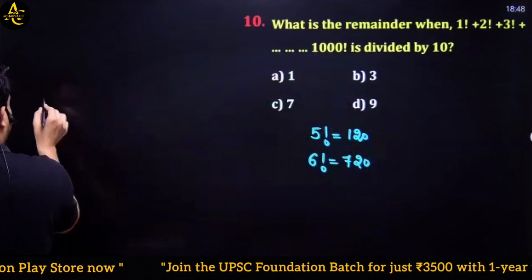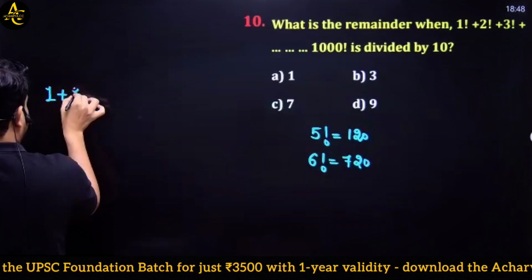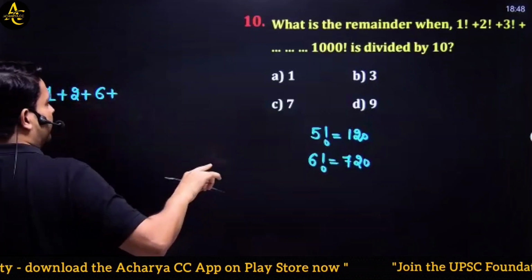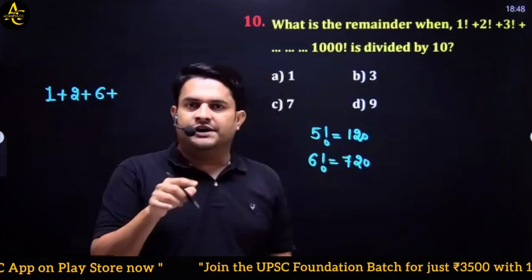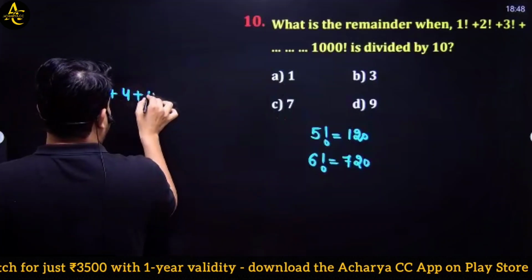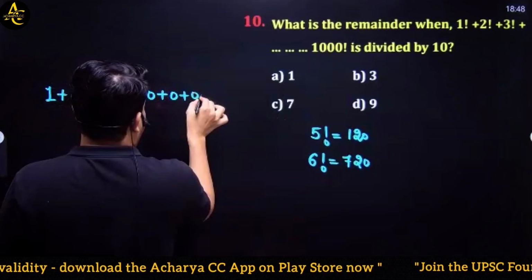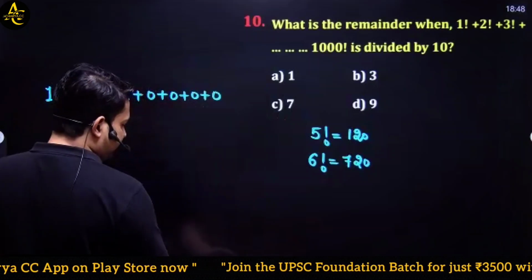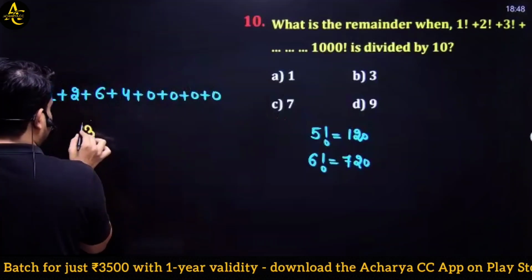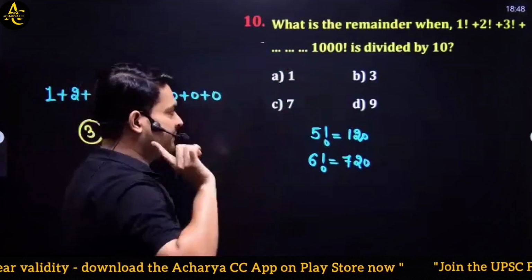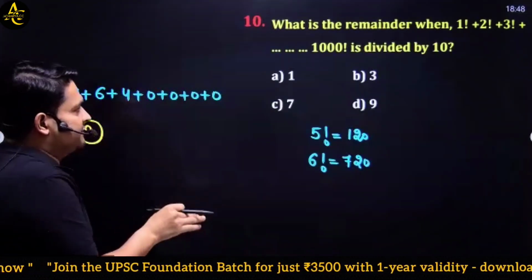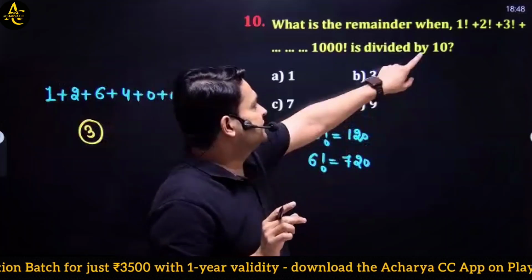We know that 1 factorial is 1, 2 factorial is 2, 3 factorial is 6, and 4 factorial is 4 into 3 into 2, that is 24, and the unit digit of 24 is 4. After that, I have numerous zeros, and adding zeros, we will get a 0. So we need to add these numbers: 1 plus 2 plus 6 plus 4, that is 13, so 3 is the unit digit of this expression, and I clearly told you that the unit digit of an expression is the remainder of that expression if it is divided by 10.